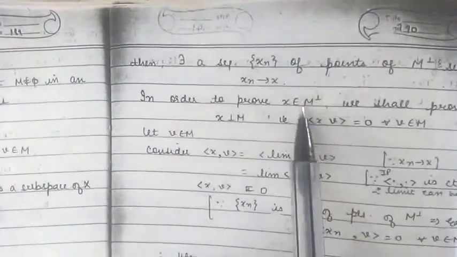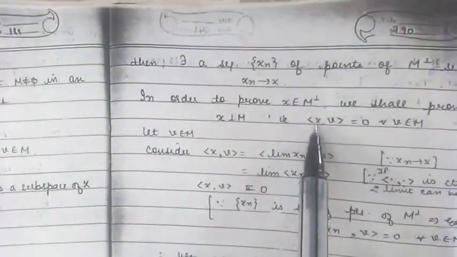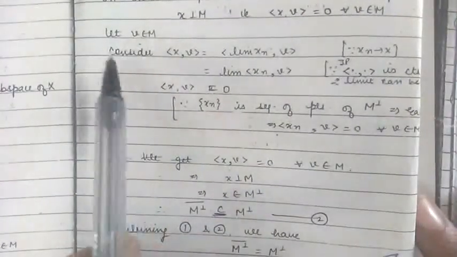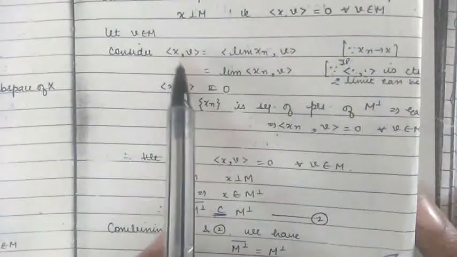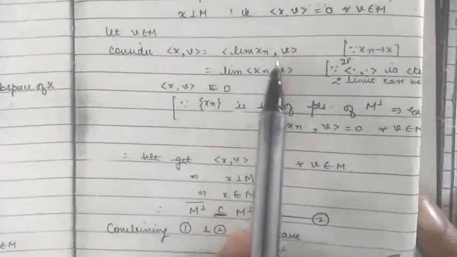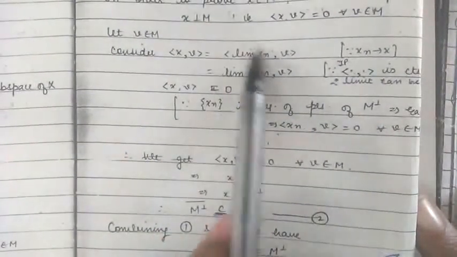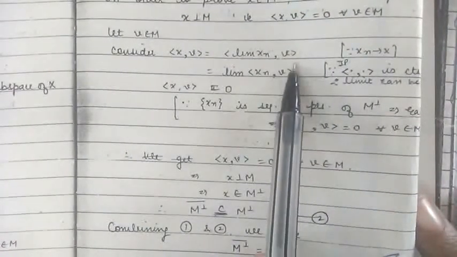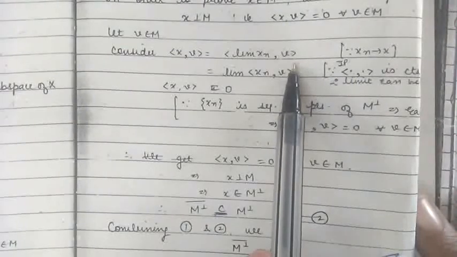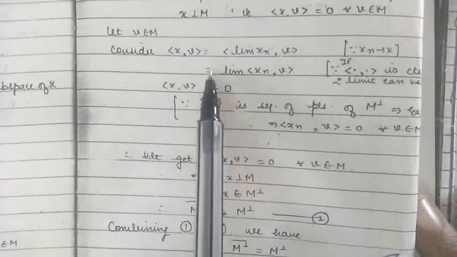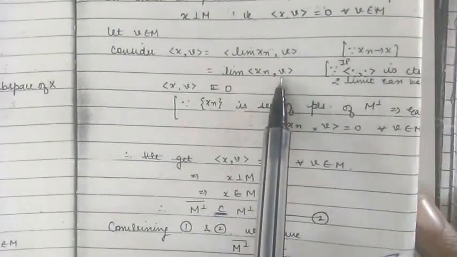Now by definition it means we will have to prove that the inner product of X with every element of M vanishes. So let us consider an arbitrary element from M. We have taken that element as V. Now let us find the inner product of X with V. Now what is X? That is the limit of the sequence Xn. So substituting the value of X here, this will become the inner product of limit of Xn with V. Now because we know that inner product is a continuous function, the limit can be taken outside of the inner product. So this will become the limit of the inner product of Xn with V.